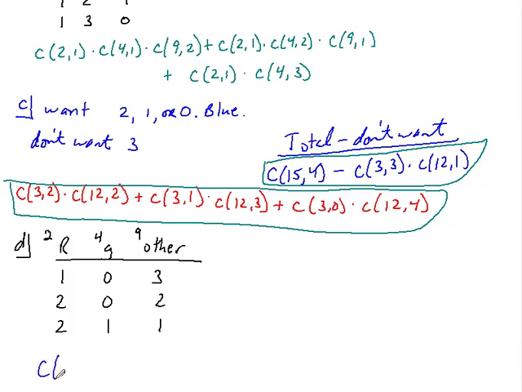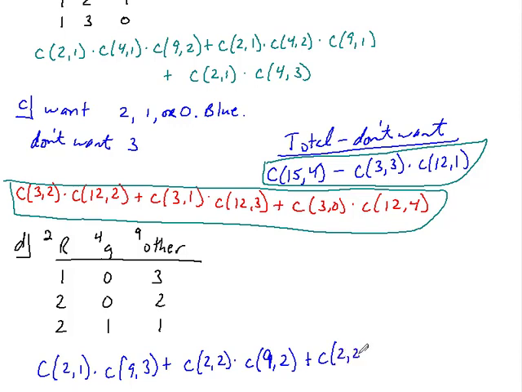So now it's combination 2 choose 1 times combination 9 choose 3 plus the combination 2 choose 2 times the combination 9 choose 2 plus the combination 2 choose 2, 4 choose 1, and 9 choose 1.